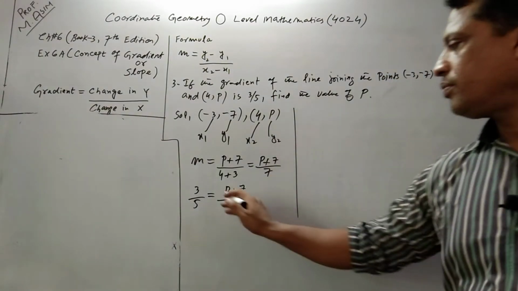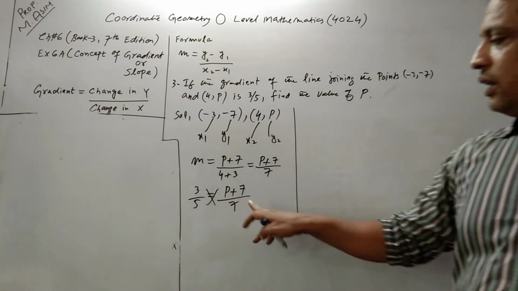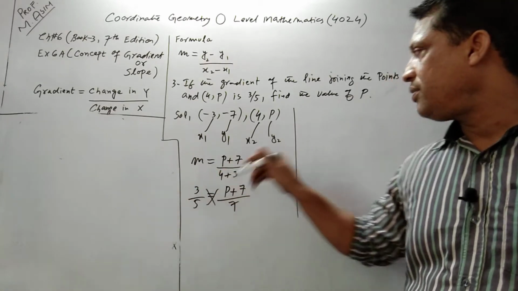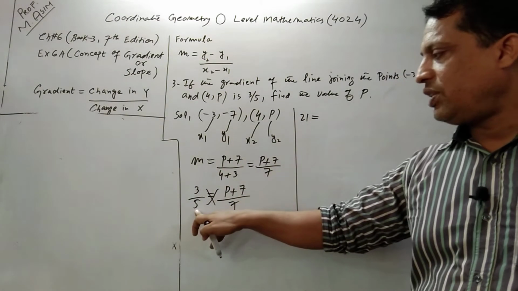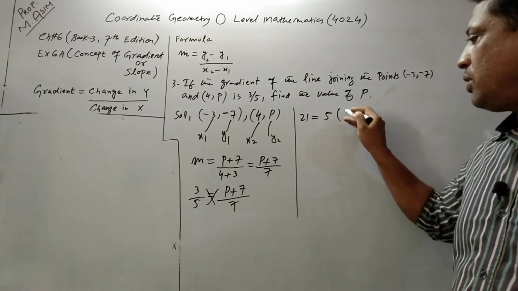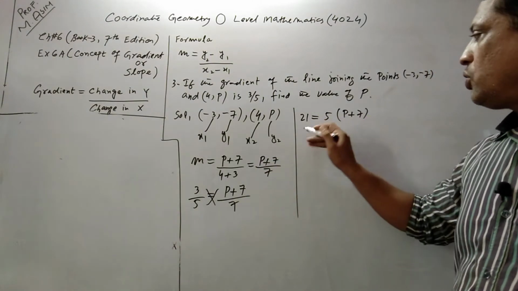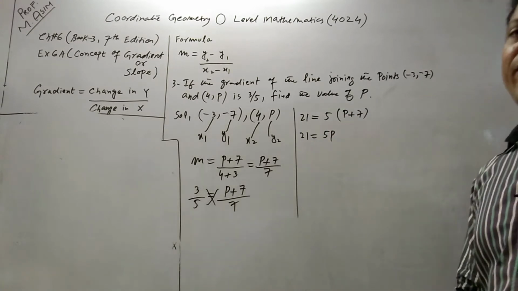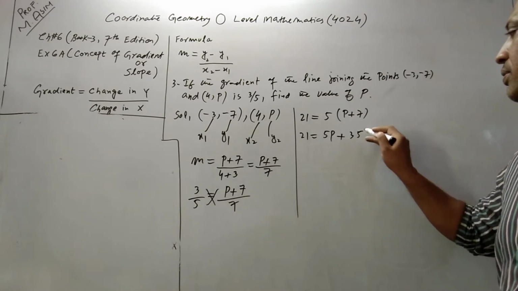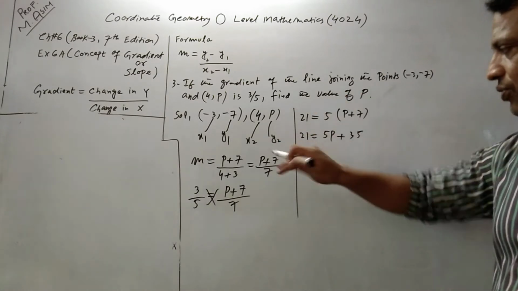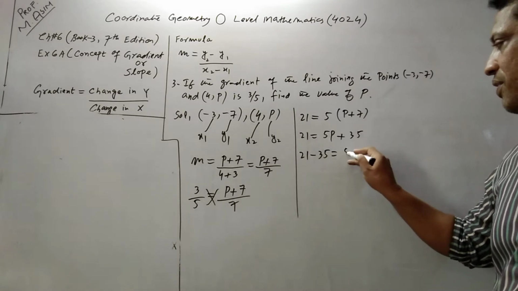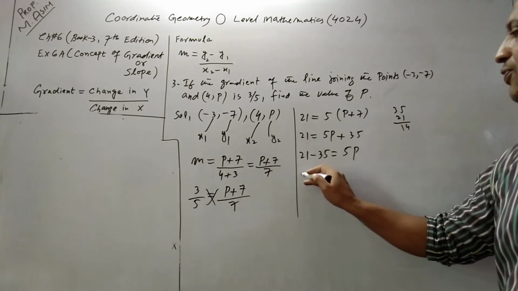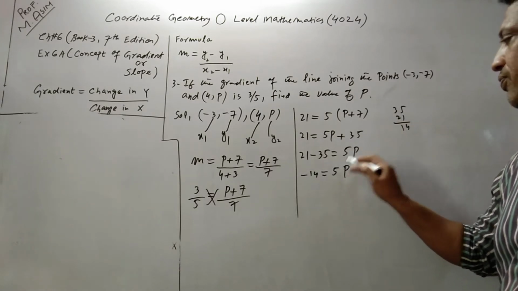Cross multiply. Cross multiply means this denominator multiply by the numerator. So 7 3s are 21 is equals to this 5 multiply by the whole p plus 7. So 21 is equals to 5 multiply by p is 5p and 5 multiply by 7 is 35. Move this 35 to other side. The answer is minus 35. So 21 minus 35 is minus 14 is equals to 5p.